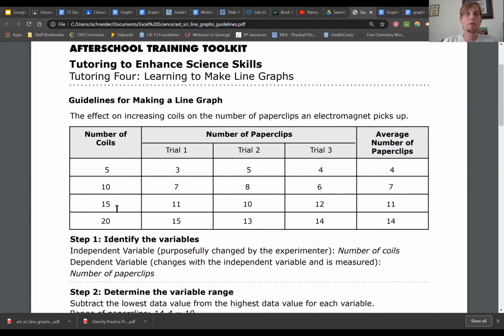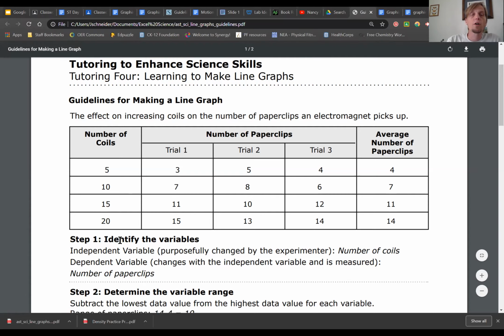So this is the independent variable, the number of coils, and the dependent variable, that is how many paper clips we could hold, depends on the number of coils. You can see you manipulated the number of coils, and we measured in response to the number of coils how many paper clips it could hold: 4, 7, 11, or 14. So it is not too difficult to see that obviously the greater number of coils you have, 20, the greater number of paper clips you could pick up with the magnet.